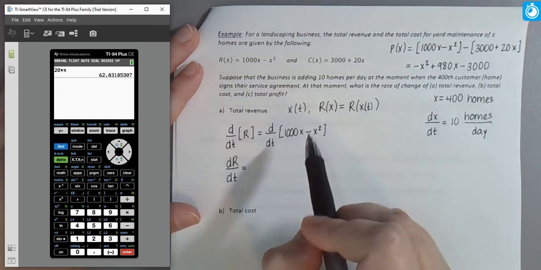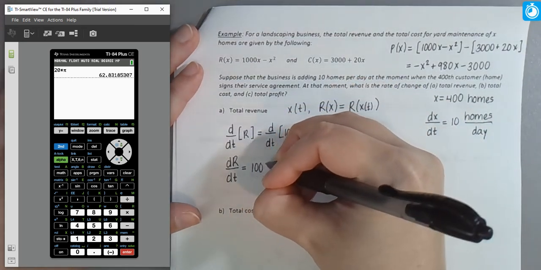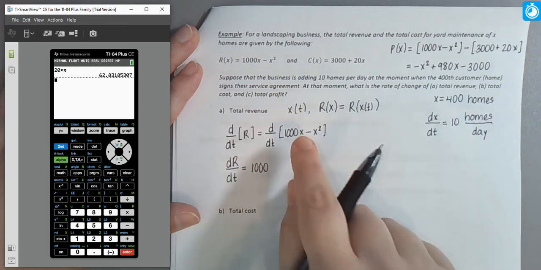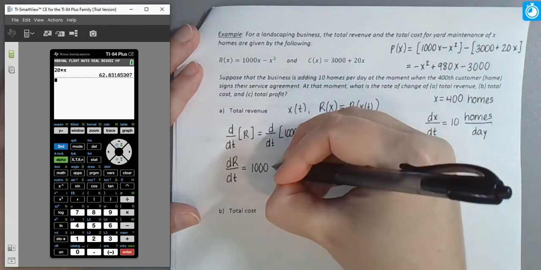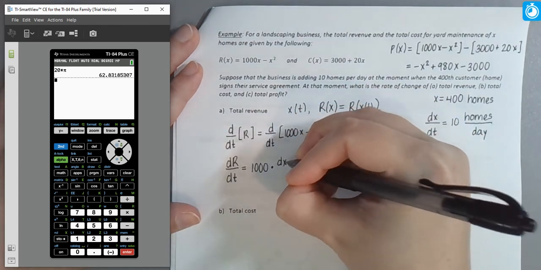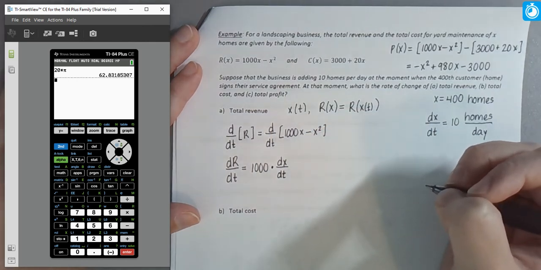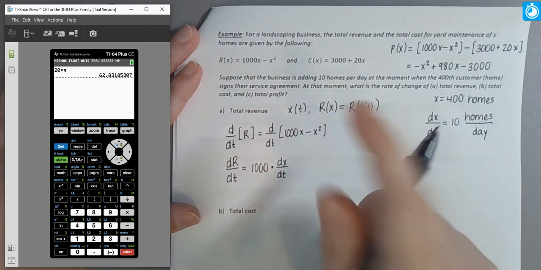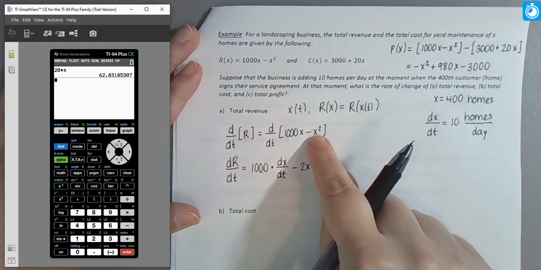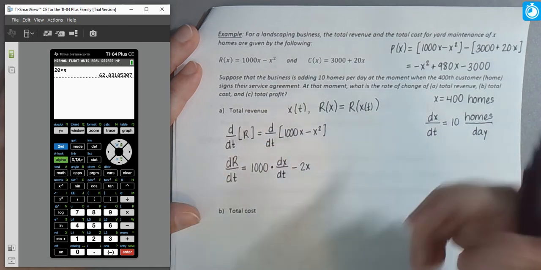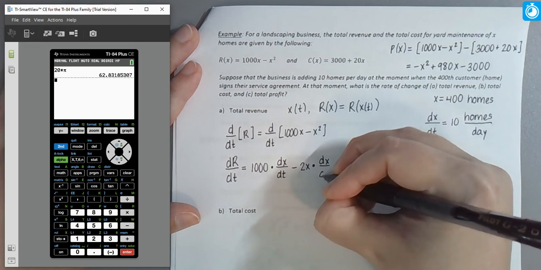So for the first term, take its derivative like normal, so that's just going to be 1,000. But x is a function of t. X is the inner function, if you want to call it that. So we have to multiply by the derivative of x with respect to our variable in question, t. Now same thing here, take the derivative like normal, so minus 2x. X is the inner function, it's a function of t, so multiply by dx/dt.